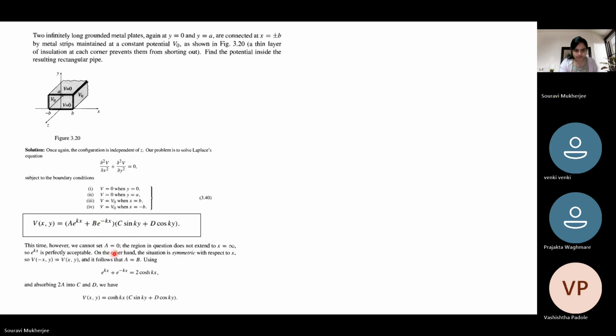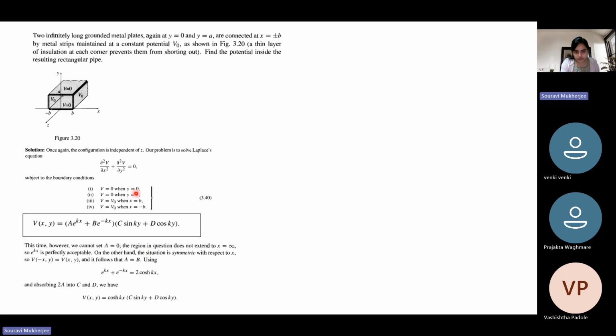So here, as you can see, it is symmetric about x. So that means a should be equal to b. So you can simplify this relation, like this part, to something like this. Now, what is the other condition?